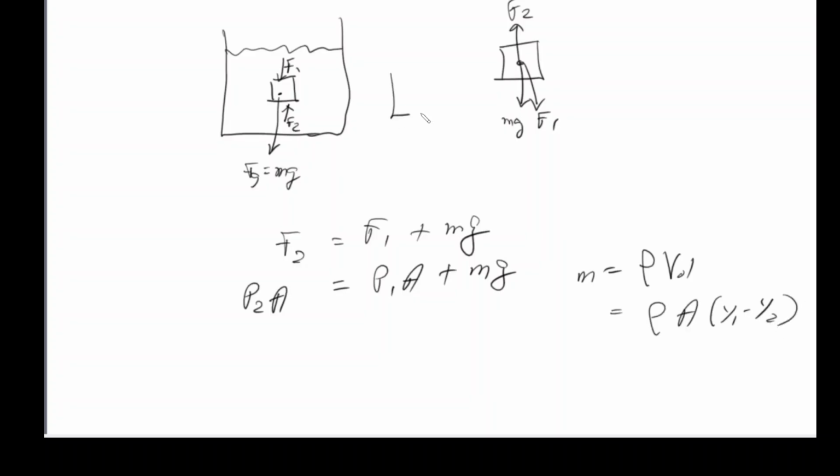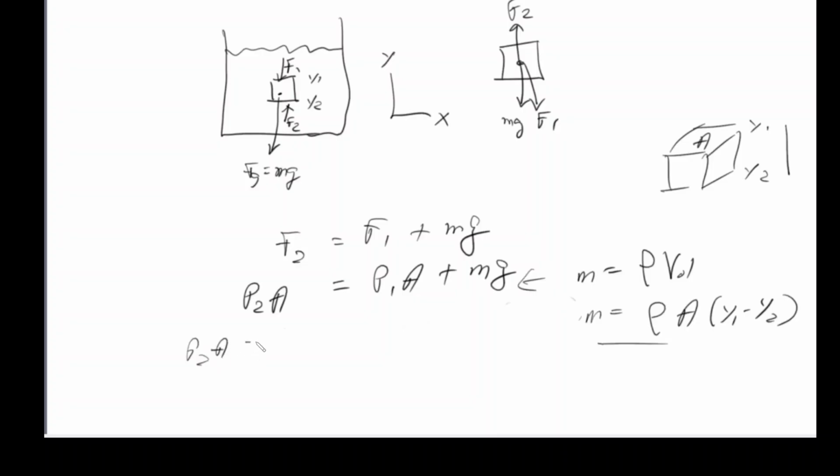If we define the vertical axis as y, and this is y1 and this is y2, and this is our sample of water in 3 dimensions, with y1, y2, and here's our area, then the mass is density times the area times the height of that sample. So let's substitute this into this equation.